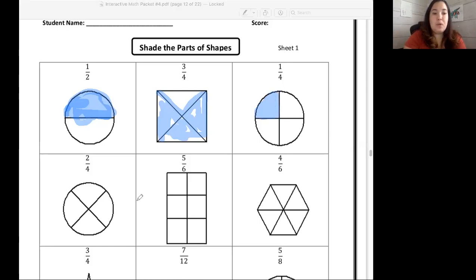All right, we're on down here now. I have how many parts? 4 parts, right? 1, 2, 3, 4. My bottom number tells me how many parts I have. My top number tells me how many I need to shade in. So I'm shading in how many parts? 2. Now look what I'm gonna do here. I'm gonna be a little tricky.